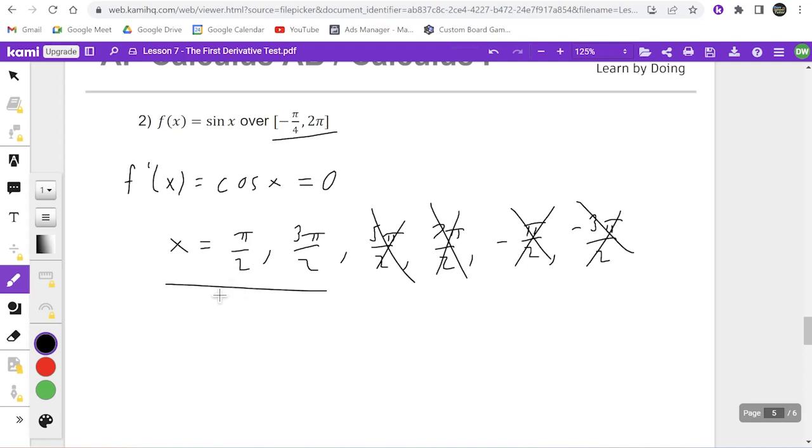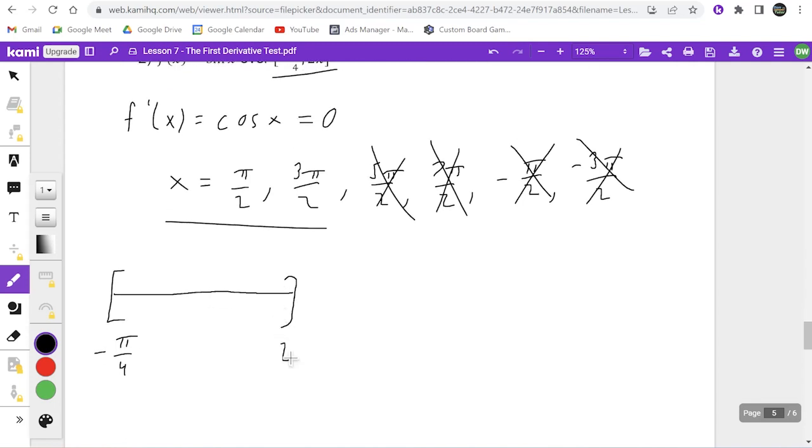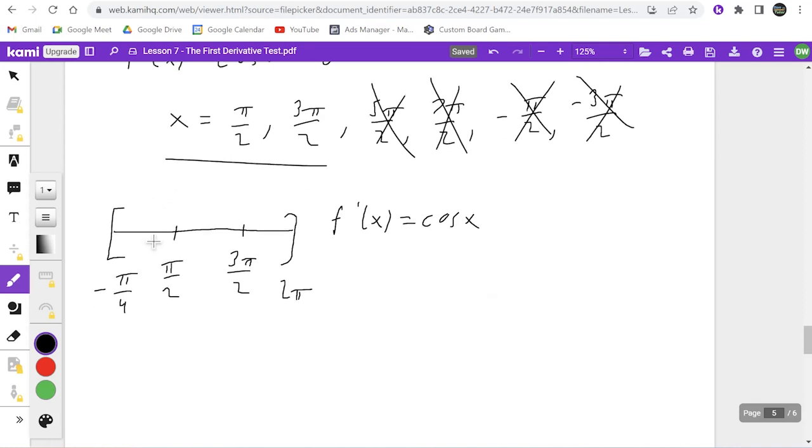Now I'm going to make my number line, and again, it's going to be bounded by negative pi over 4 on one side, and on the other side, we're bounded by 2 pi. And then in the middle, I'm going to have pi over 2, and I'm going to have 3 pi over 2. And again, I'm looking at my first derivative, cosine x. I'm plugging in values into the derivative. So can someone please give me a value between negative pi over 4 and pi over 2? 0. 0 is the best choice. I would absolutely agree. So then cosine of 0 is just 1.